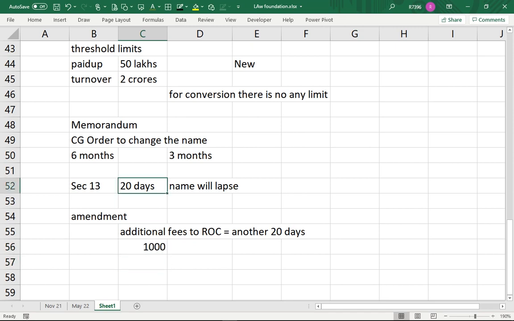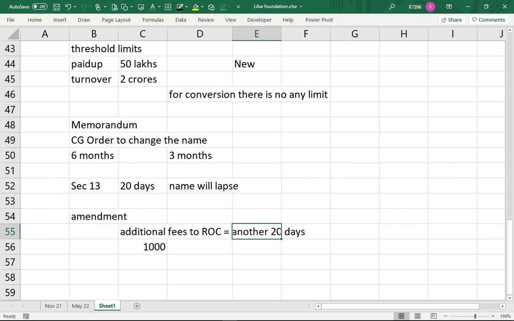So if within the first 20 days you could not incorporate your company and still you want to reserve the name, you need not refile any application, just pay 1000 rupees to ROC and your 20 days will be extended by another 20 days. What if another 20 days also get over?